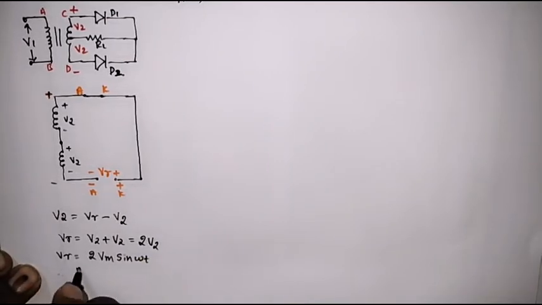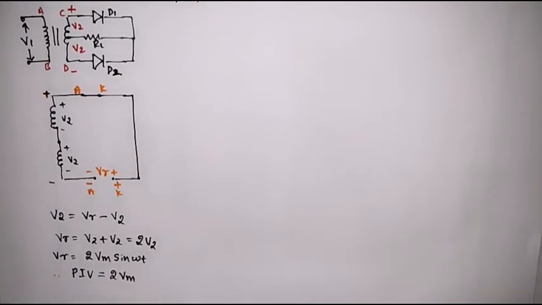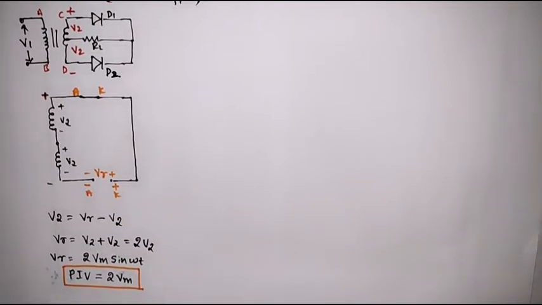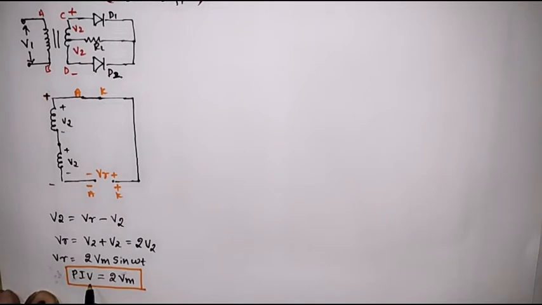Therefore PIV, that is peak inverse voltage for the full wave center tapped rectifier, is given by, if we consider sin omega t is equal to 1, then the PIV value will be equal to 2 Vm. That is, the peak inverse voltage of the full wave rectifier is 2 times the peak secondary voltage.